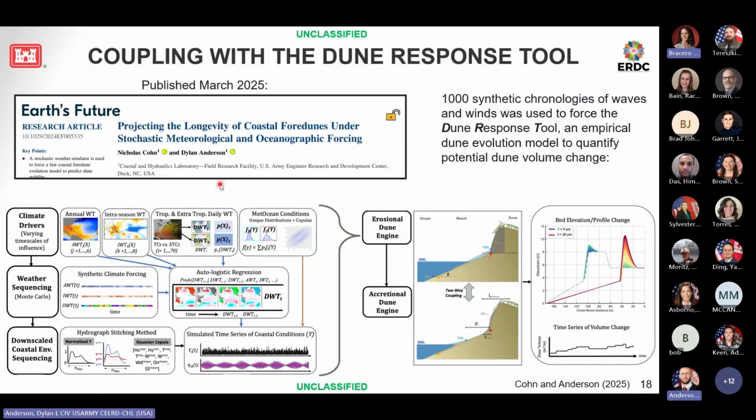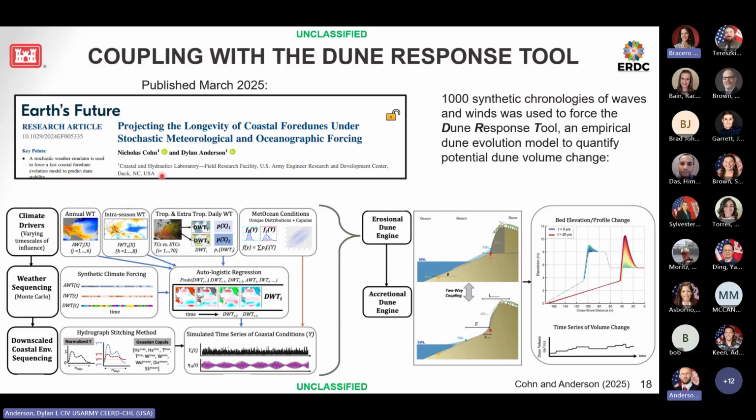But the goal is to do more than just waves. This was published last year and funded mostly by CODS. It is an example where Nick Cohen and I connected his dune response tool to this same stochastic condition emulator. The dune erosion portion of the engine really cared about all the water level components and the run-up, adding up to whether or not waves are eating away at the bottom of the dune. And then the dune recovery portion cared about adding all of those water level components, determining how much of the beach was exposed to potential wind fetch.